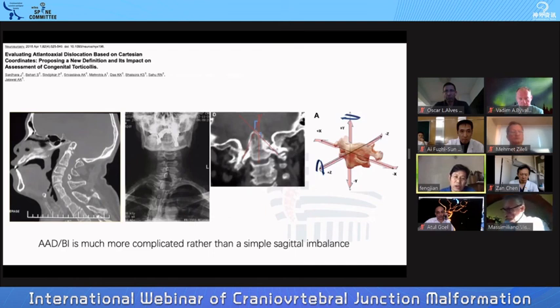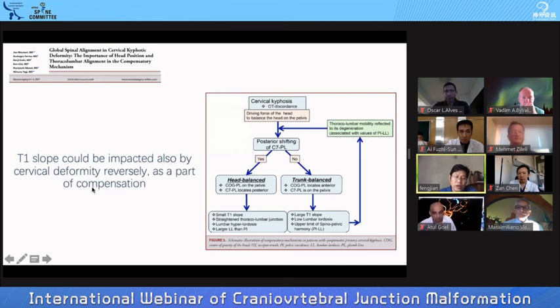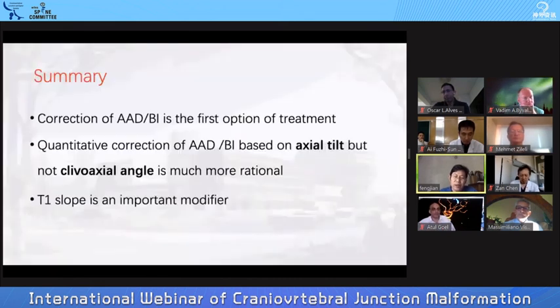Of course, basilar invagination is much more complicated than a simple sagittal imbalance, because there are many patients with torticollis. Additionally, T1 slope could also be impacted by cervical deformity reversely, as part of a compensation. So in the management of this group of patients, we should think about not only the sagittal alignment, but sometimes also the torticollis.